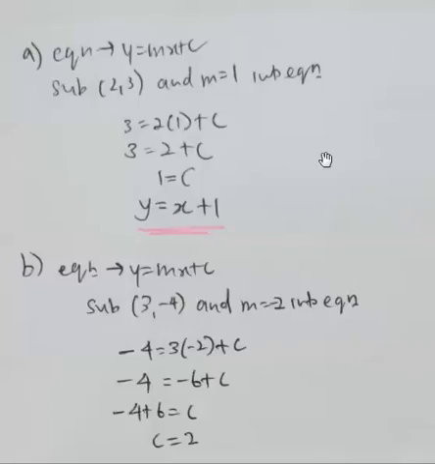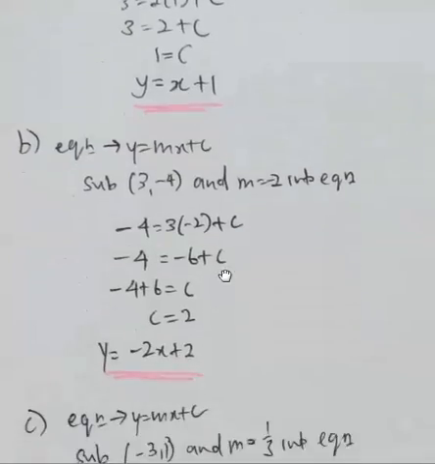For part A, we define the equation on a line with gradient m equals 1 and passes through the point (2, 3). So the equation is y equals mx plus c. We sub in x equals 2, y equals 3, and m equals 1 into the equation. So 3 equals 2 times 1 plus c. 3 equals 2 plus c. We bring 2 over, therefore c equals 1. So the equation for part A is y equals x plus 1.